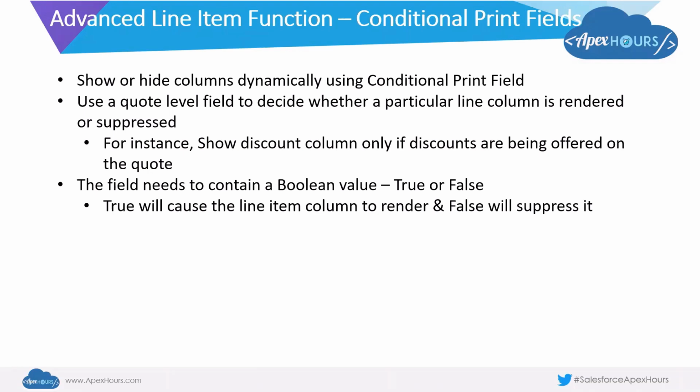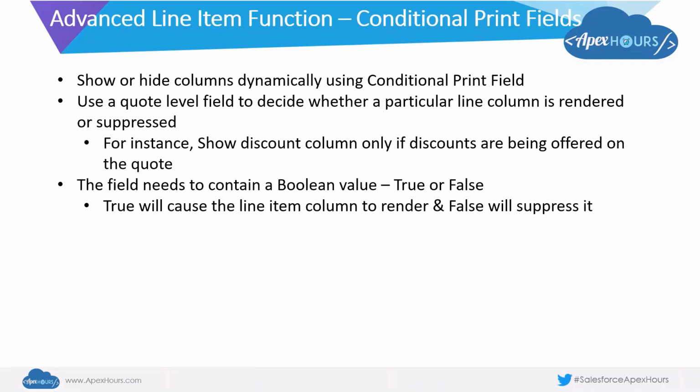Say, for example, if I have a custom checkbox field created on my quote saying show discounts, and as a sales rep, I go and say before generating this quote document that please show discounts on my quote document. Then what Salesforce CPQ will automatically do is go and render this particular line column called discount percentage on your line items table in your quote document once it is generated.